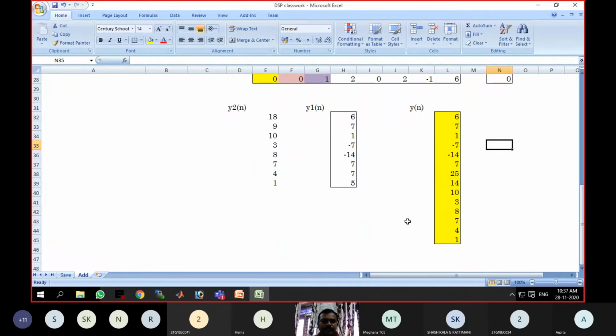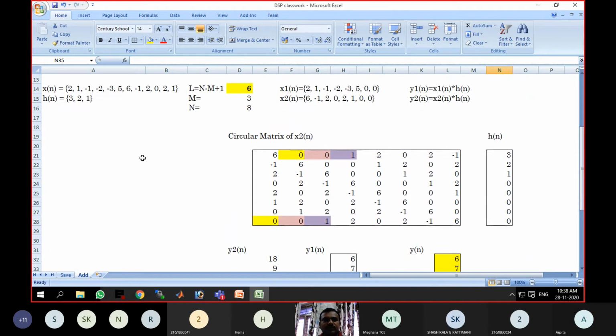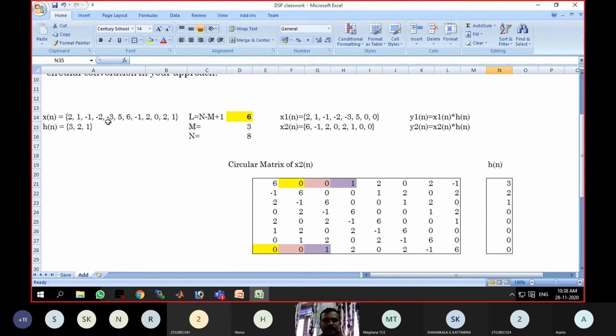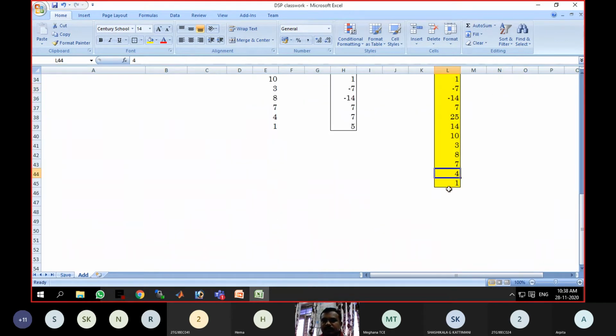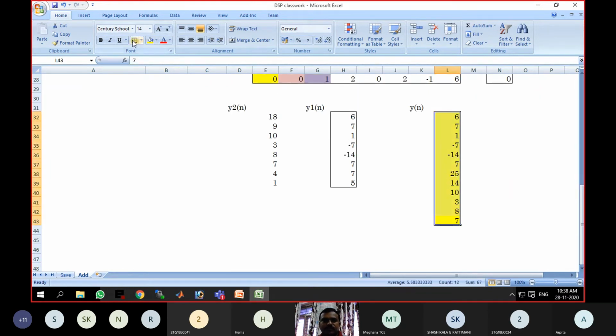This is the answer. And as we are having circular convolution, what is the size? The maximum size of x or h remains the same. So x of n has 12 elements, so we are going to neglect the last 2 elements. The answer we have is 6, 7, 1, minus 7, minus 14, 7, 25, 14, 10, 3, 8, 7.